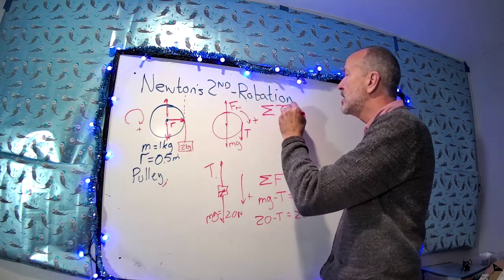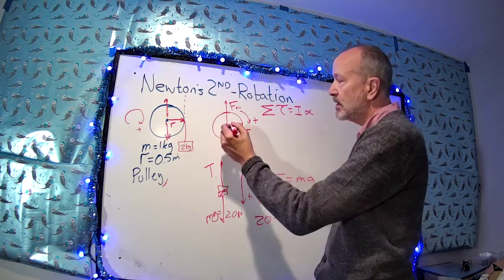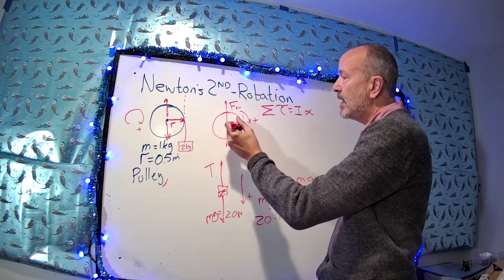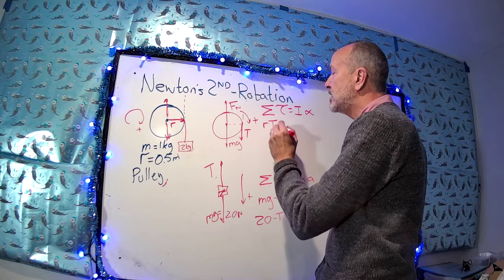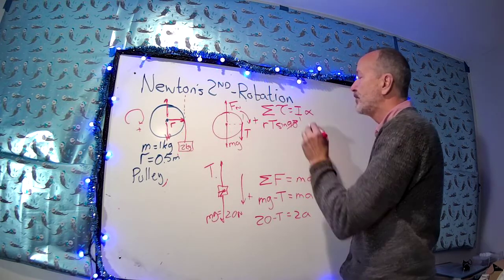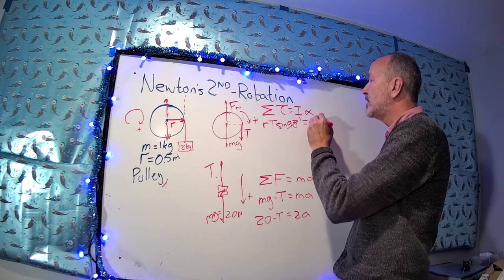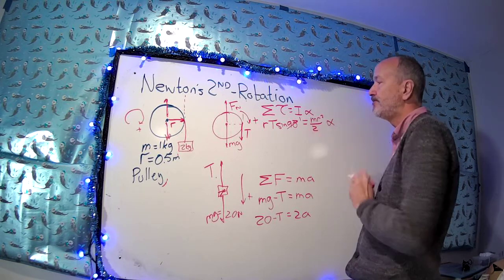Sum of torques equals I alpha. And the sum of torques, there really is only the one torque. That force tension is R away. There's 90 degrees. So you have R times tension times sine of 90, which is just 1, equals I, 1/2 mR squared for a disc or a pulley, times alpha.